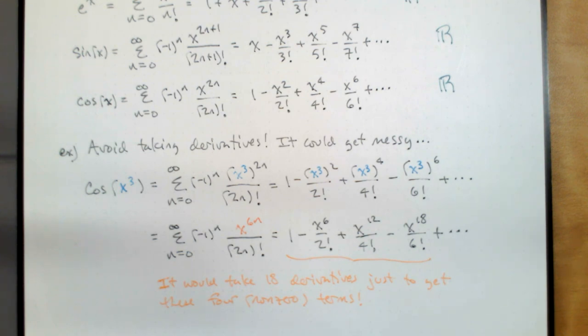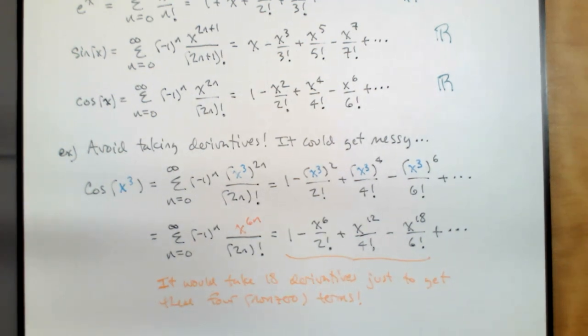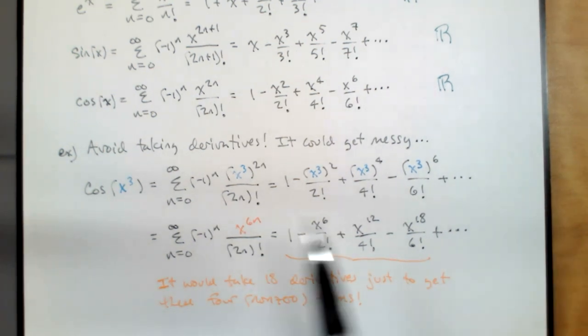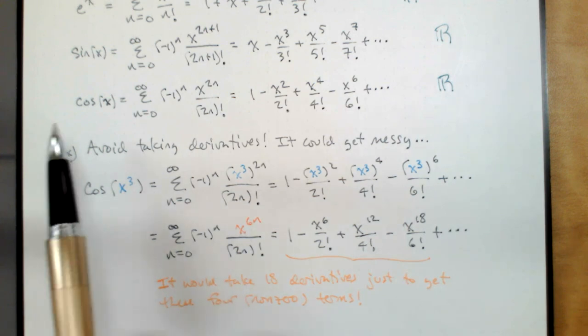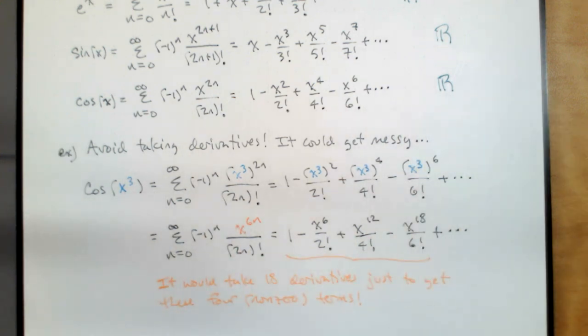So the brief here is that we want to avoid taking derivatives. We can take derivatives to build the Taylor series, but let's take things that we know already. Like the Taylor series for cosine x, we found not by taking derivatives of cosine and plugging in zero, we just took the series for sine x and we took the derivative of the series term by term. And then that gave us the series for cosine x. Then we confirmed that this was indeed the series for cosine x by taking derivatives of cosine x.